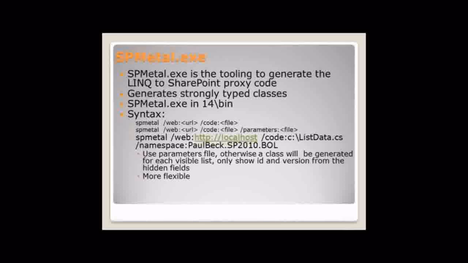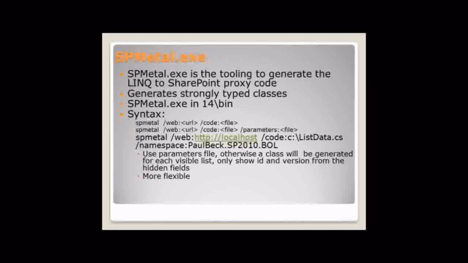So using this parameters file, you can actually go and tell the file to show more, like the hidden fields, and you can also tell it which lists to show. So you might actually want to only generate on certain of the lists that you have within your site collection. So the parameters file is very useful and should be set up accordingly, but I'm just going to assume for now that you're just leaving the parameters file as it is.